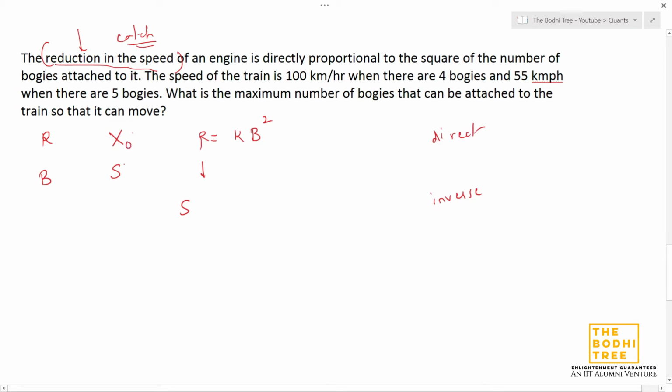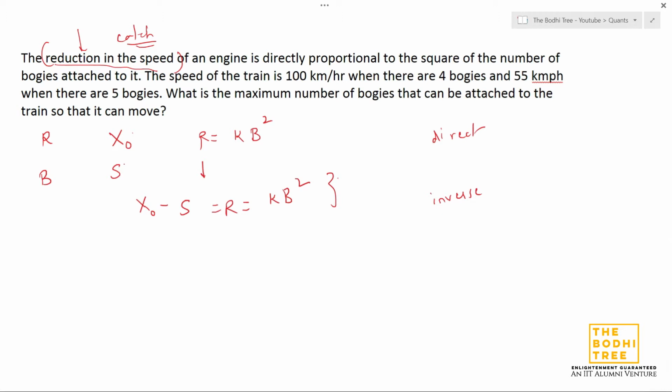Let's assume it to be x0, and this is the speed when there's a bogie attached to it. So basically x0 minus s is this r, which is nothing but equal to kb square. All right, now let's see what is being given in the second stage. I understand this might look a bit confusing, but if you read this question and try to solve it on your own, you'll understand this is not that tough.